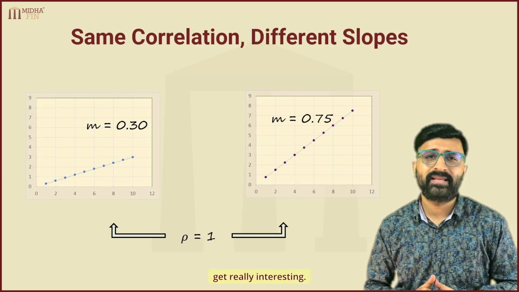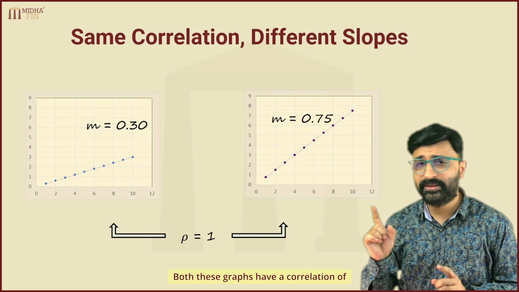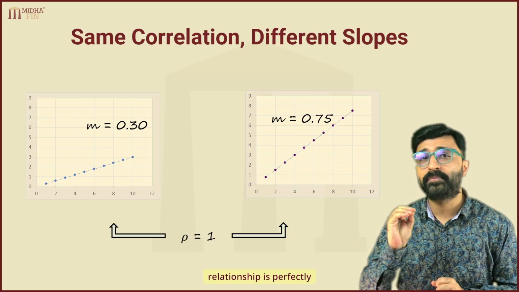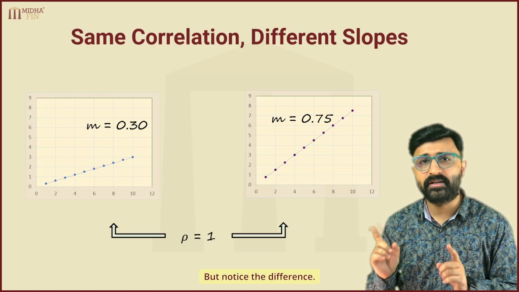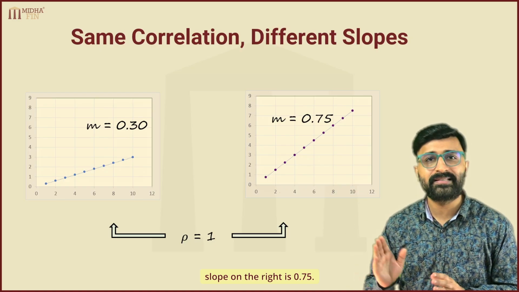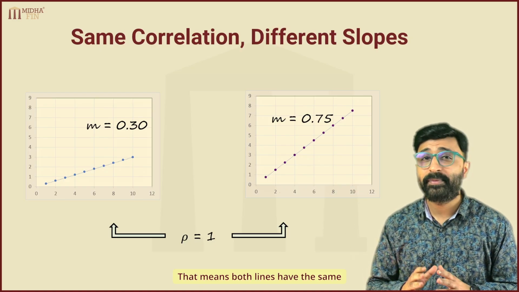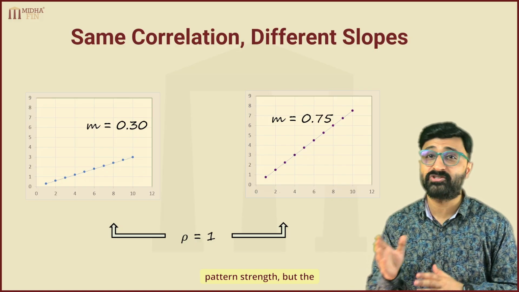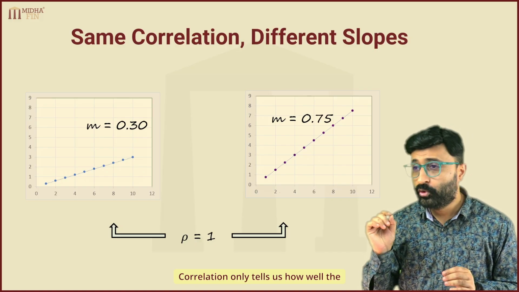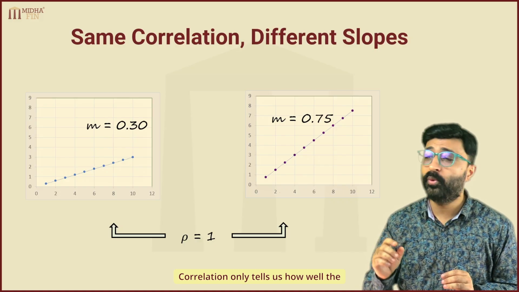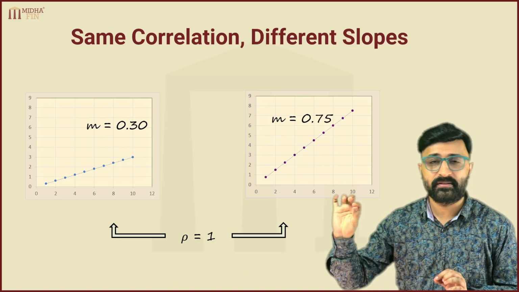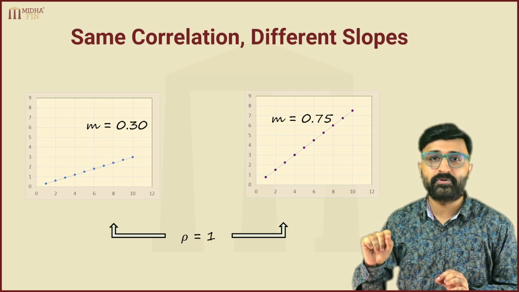Now this is where things get really interesting. Both these graphs have a correlation of 1, meaning that the relationship is perfectly linear. But notice the difference. The slope on the left is 0.3 and the slope on the right is 0.75. That means both lines have the same pattern strength, but the rate of change is completely different. Correlation only tells us how well the points fit the line, not how steep the line actually is. That is what slope captures.